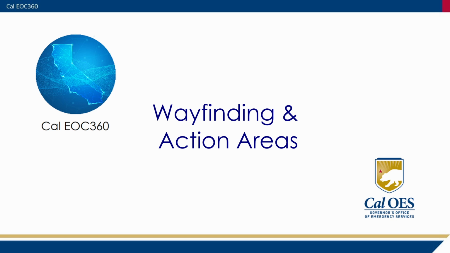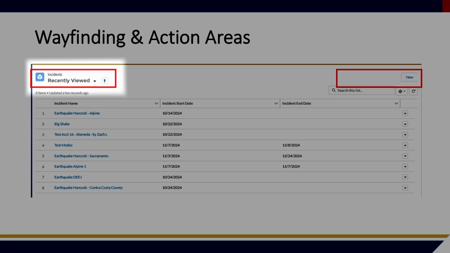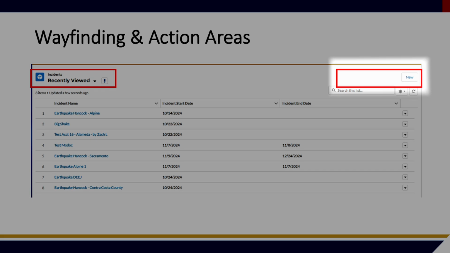Wayfinding and action areas. Whether you're in the community portal or the staff site, you'll see where you are in the upper left corner. In this case, we're in Incidents, the smaller print, and the Recently Viewed page, which is a list view. When you need to take an action, like creating a new record, editing an existing record, or printing a record, look to the upper right corner for the appropriate action buttons.